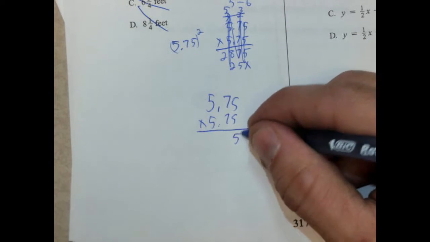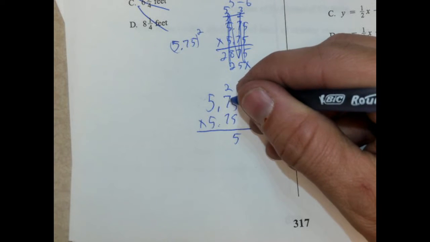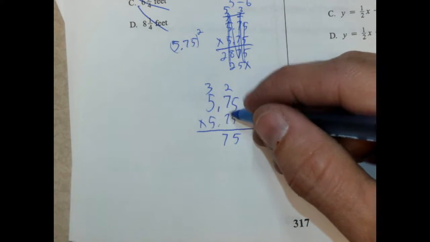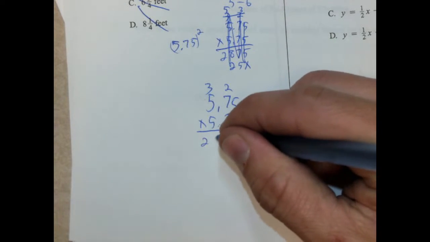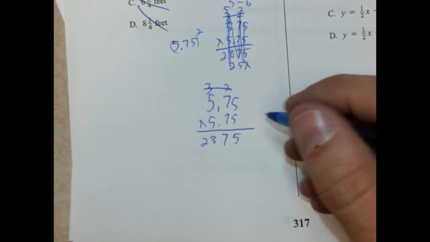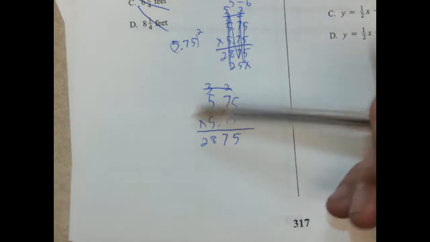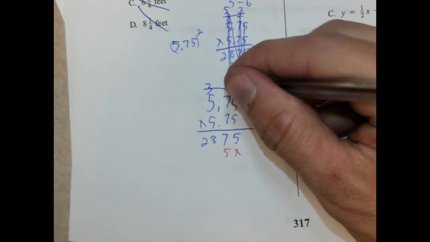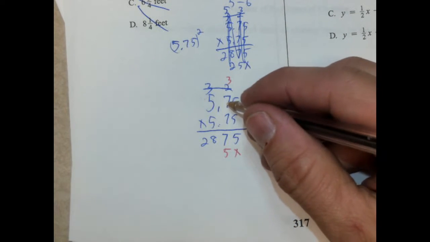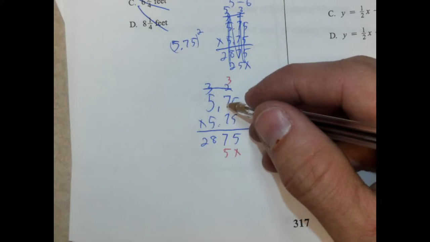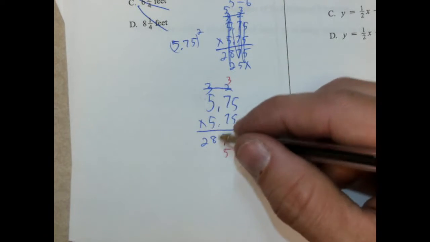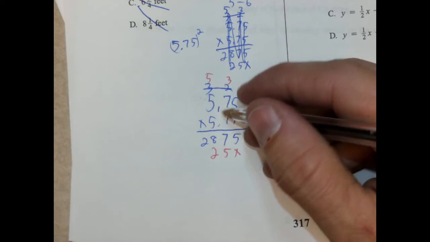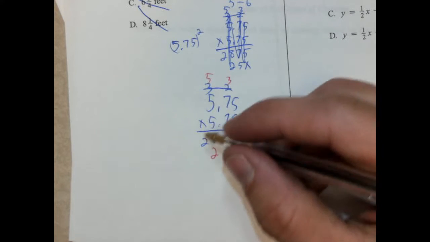So 5 times 5 is 25. 5 times 7 is 35, plus 2 is 37. And then 5 times 5 is 25, plus 3 is 28. Okay. Get rid of those. I'm going to do a different color so it doesn't meld together. 7 times 5 is 35. 7 times 7 is 49. 49 plus 3 is 52. That's right. No, I didn't screw up. Okay, never mind. I thought I screwed up earlier. 7 times 5 is 35, plus 5 is 40. There we go. Okay.